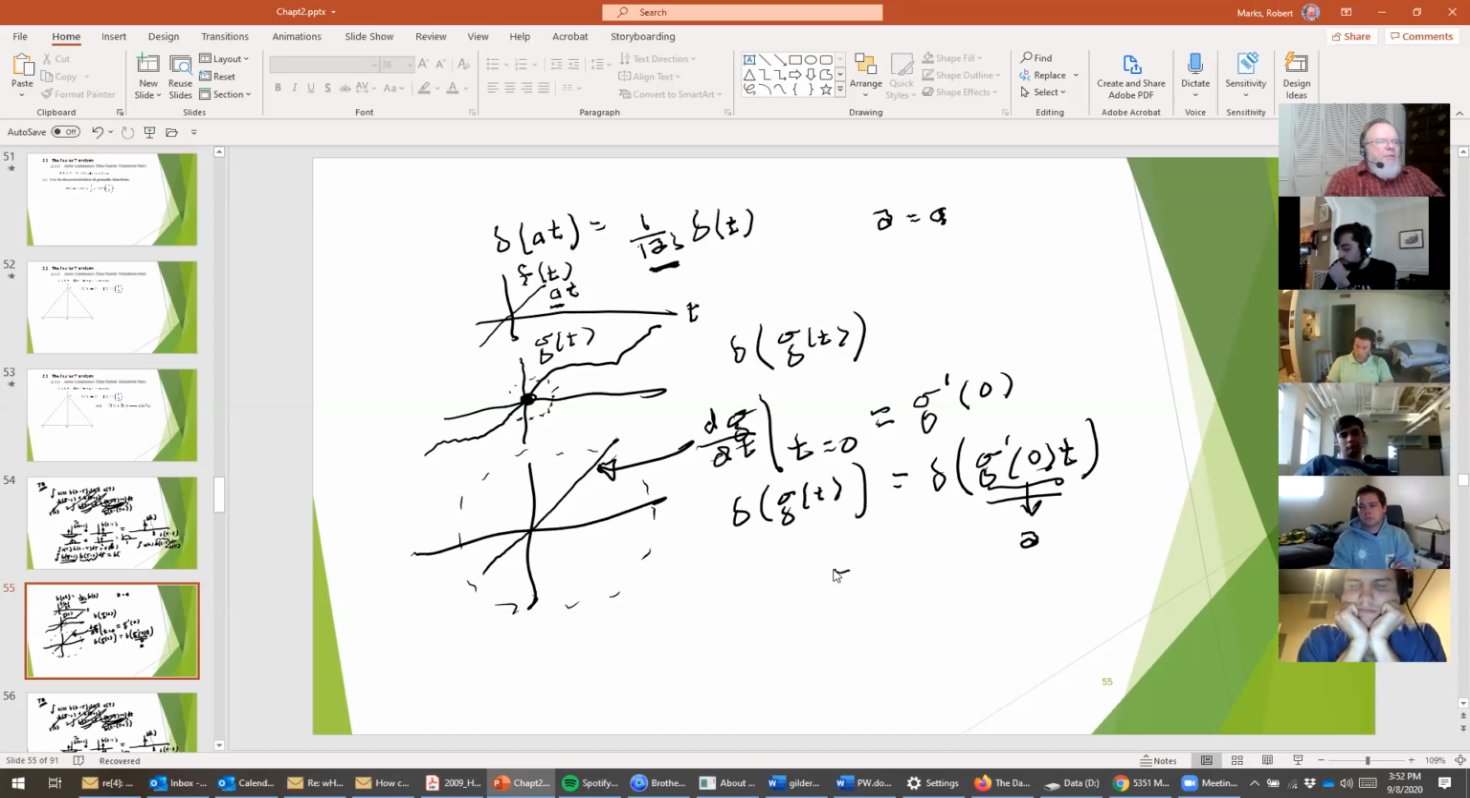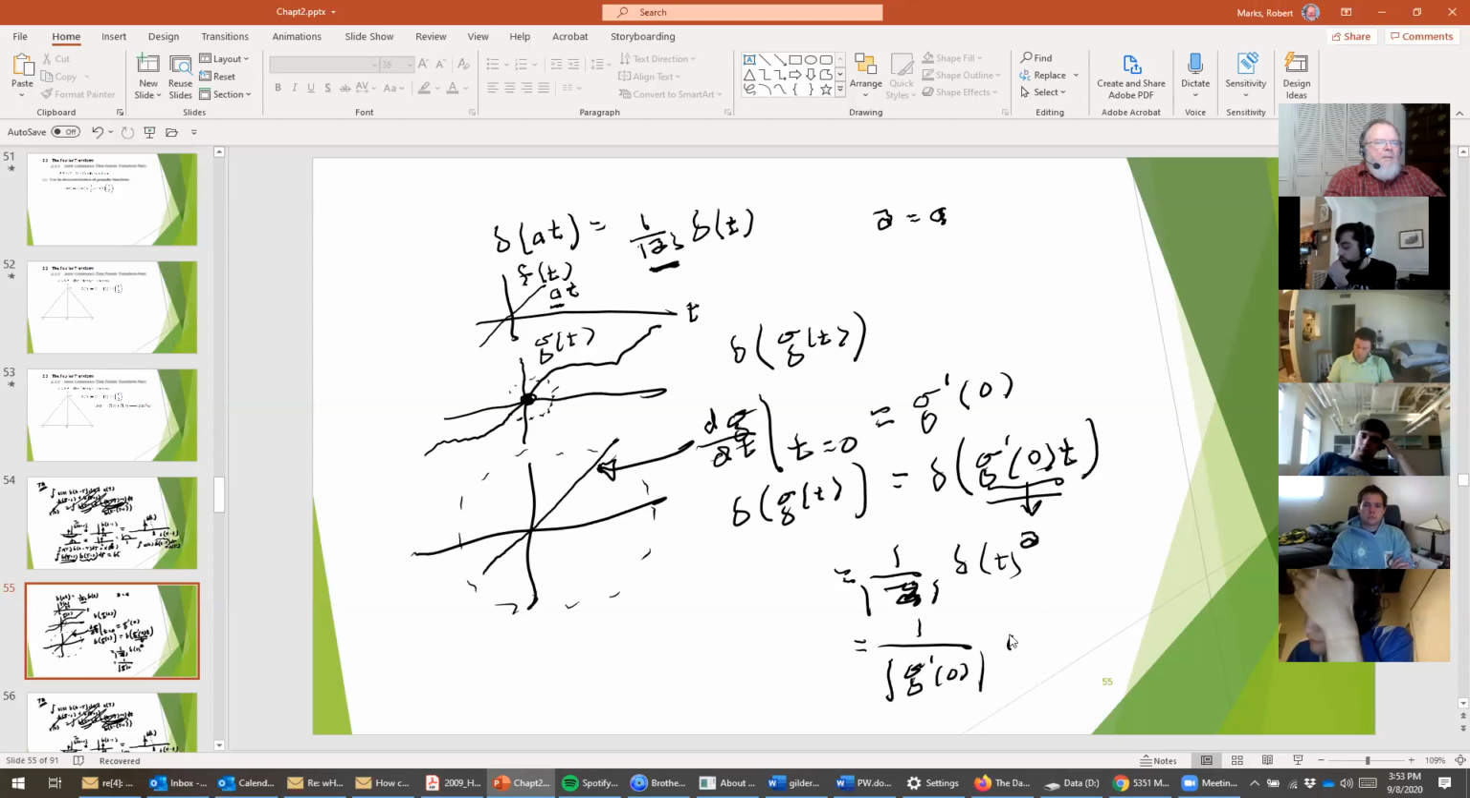So the result is 1 over A times delta of t. Or if we want to get all the way through it, it's 1 over the magnitude of g prime at 0 times delta of t. So it's not just looking at the 0 crossing, it's looking at the slope of the 0 crossing.